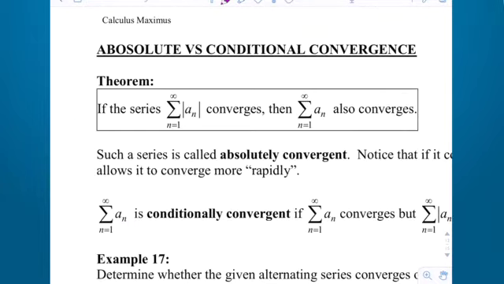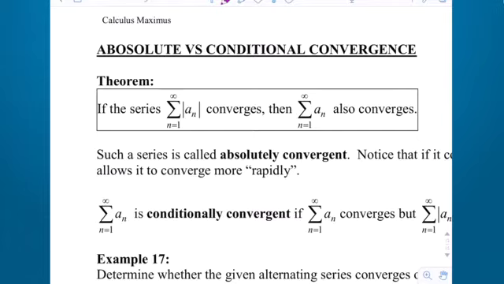Here is the idea I've been alluding to, the idea of absolute versus conditional convergence. So here's the theorem. It says, if the series from 1 to infinity of the absolute value of a sub n converges, that means if all the terms are positive, and when you add them all up, that gives you a finite number, then without the absolute value, the series converges as well. So what does that mean?